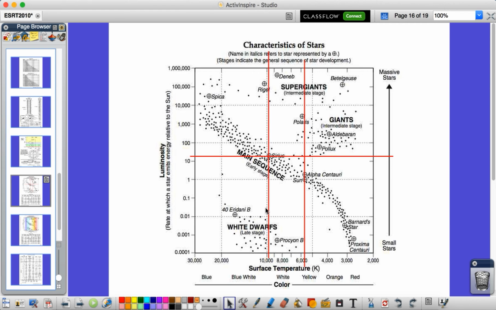So how about we try a different one? Let's compare, how about Sirius to Polaris? There's Polaris. Polaris is much, much brighter than Sirius is. See the difference? And yet Polaris is cooler. So now think for a minute. Which is going to be the larger star? Sirius or Polaris?